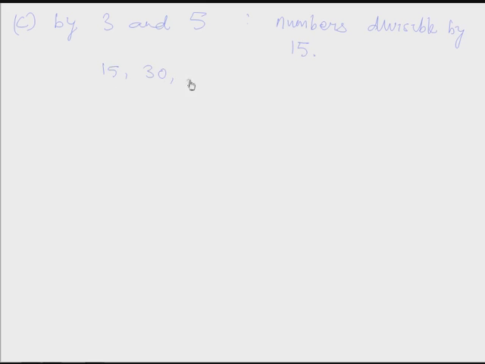15, 30, all the way to 90. Again, I pull out 15, that's 1, 2, up to 6. So the first 6 multiples of 15 all lie between 1 and 100. So P(divisible by 3 and 5) is equal to 6 over 100.